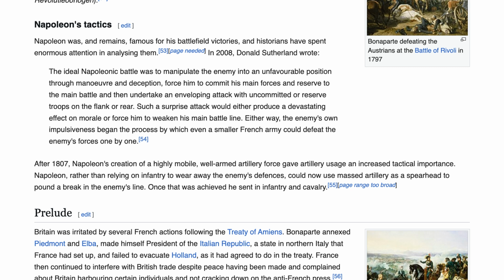After 1807, Napoleon's creation of a highly mobile, well-armed artillery force gave artillery usage an increased tactical importance. Napoleon, rather than relying on infantry to wear away the enemy's defenses, could now use massed artillery as a spearhead to pound a break in the enemy's line. Once that was achieved, he sent in infantry and cavalry.